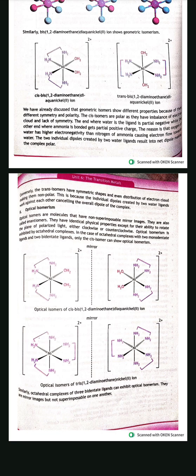In the case of octahedral complexes with two monodentate ligands and two bidentate ligands, only the cis isomers can show optical isomerism. So these are the mirror images. And complexes with three bidentate ligands can also show optical isomerism. They are mirror images but are not superimposable on each other.